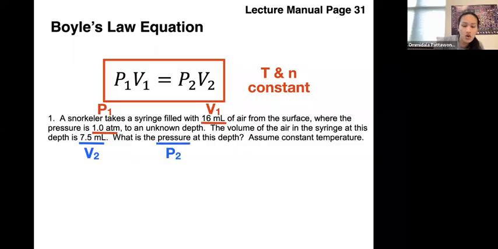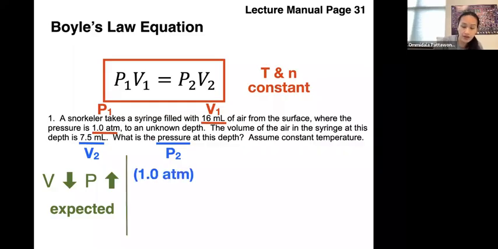Okay, so we should know that as the volume decreases, right? So it's going from 16 milliliters to 7.5. We should expect pressure to increase, right? So that means your answer should come out greater than 1 atm. Okay, so that's how I check my answer.